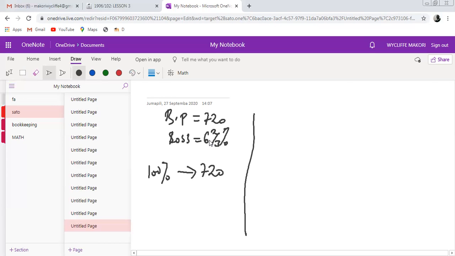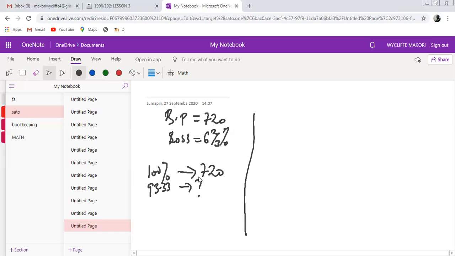6 2/3 is the same as 6.667 recurring. You find that it was sold at 93.333 recurring. So 93.33 recurring will be equivalent to how much? If it is a loss, you subtract from 100 that particular percentage loss. So 100 minus this, you get this.